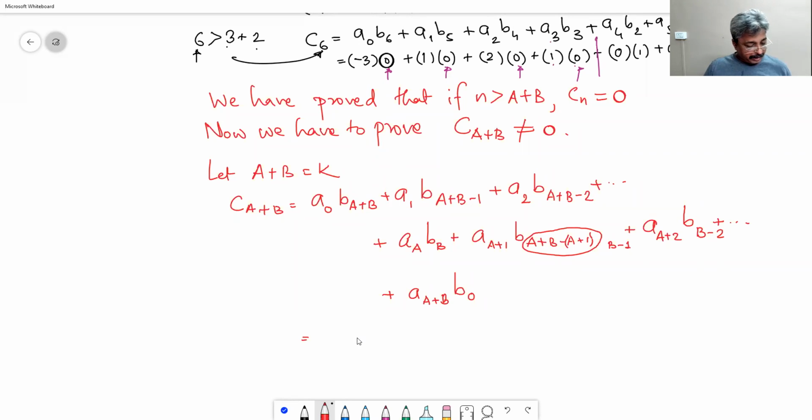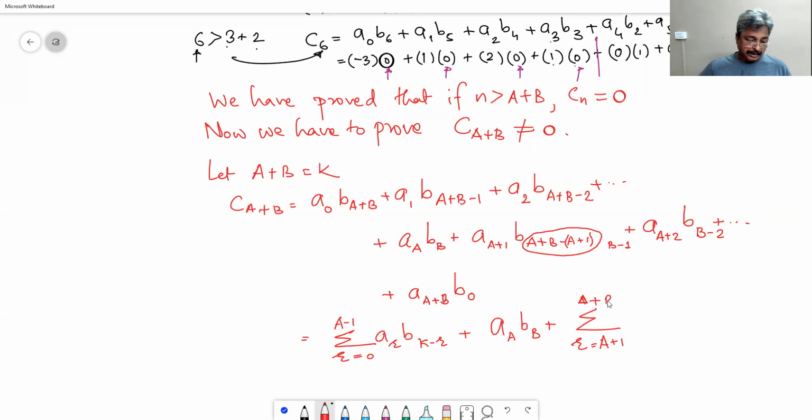In sigma notation, let me write this down. Sigma r goes from 0 to A minus 1 of a_r b_(k minus r), since we have designated A plus B as k, so it is easy to write k minus r, plus sigma r goes from capital A plus 1 till A plus B, that is k, of a_r b_(k minus r).